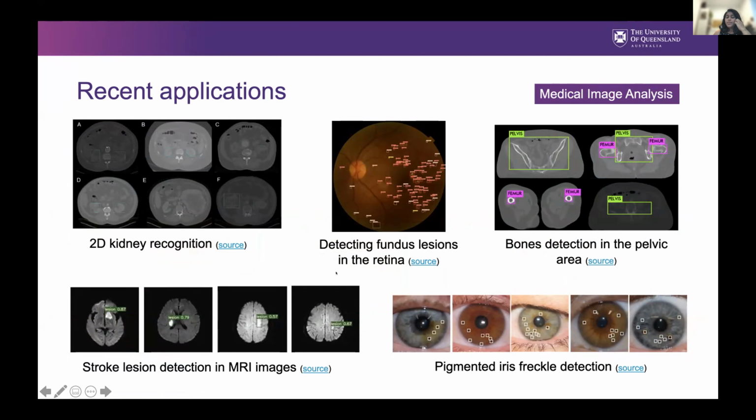And then myself, I've used an improved version of YOLO for this problem of pigmented iris freckle detection, where these iris freckles were working as a biomarker for skin cancer detection. And with our improvements, we were able to detect these tiny freckles in the iris without the use of anchor boxes, actually. So it has been very useful in a lot of medical image domains as well.